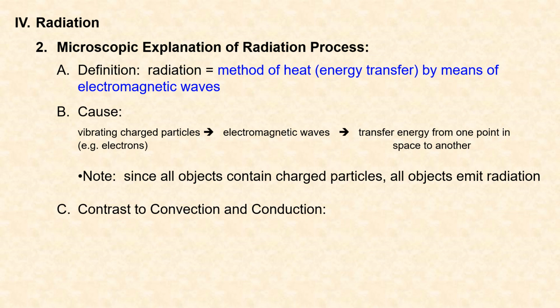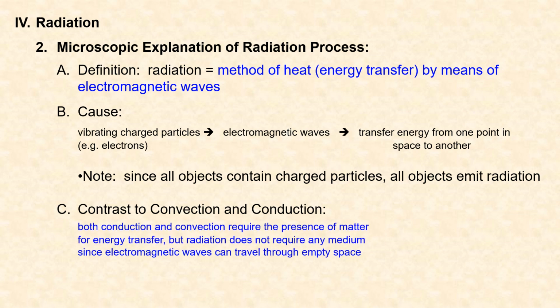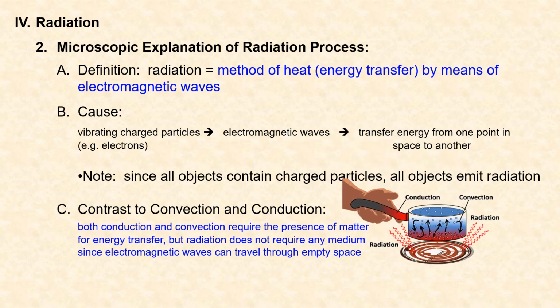When we contrast this third method of heat transfer to conduction and convection, the most important difference to never forget is that both conduction and convection require the presence of matter for an energy transfer. But radiation, as you know, electromagnetic waves, although they can travel through matter, do not require matter to travel. Electromagnetic waves can travel through empty space. So this is the only method of heat transfer that can take place in the absence of matter.